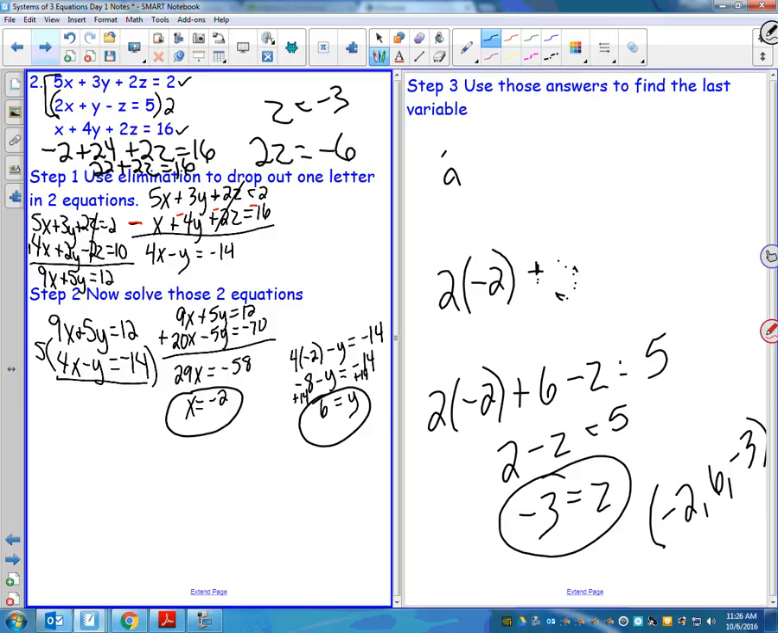How do you feel about that? That's pretty exciting stuff, right? Just know, no solution and all real numbers can happen on this. We kind of talked about that yesterday.